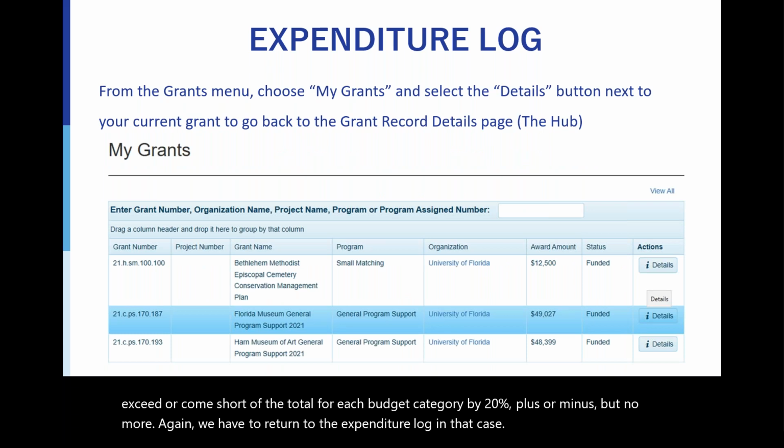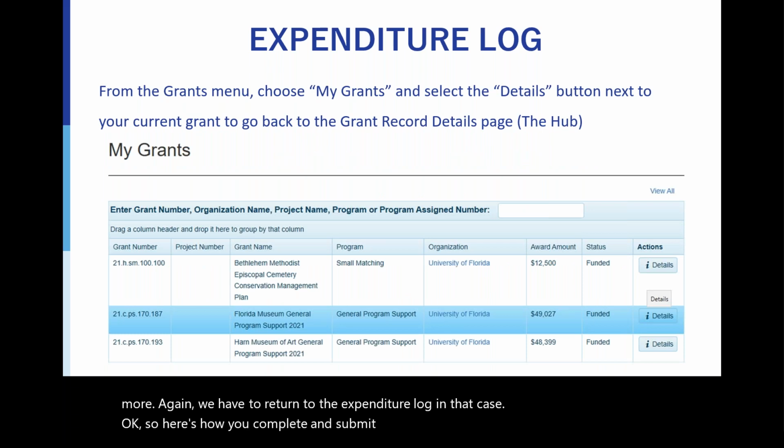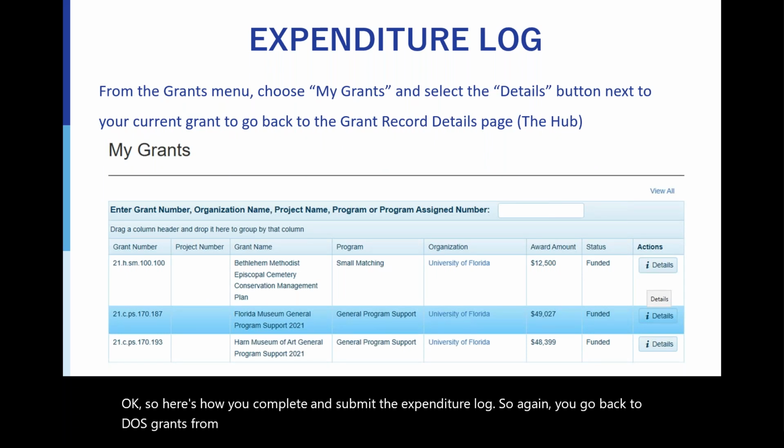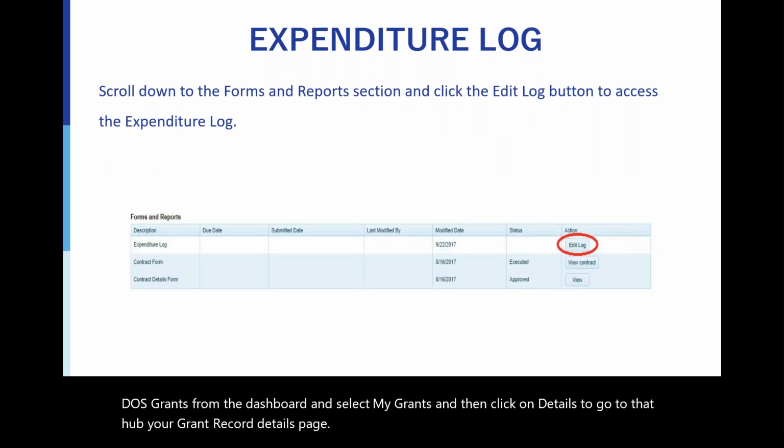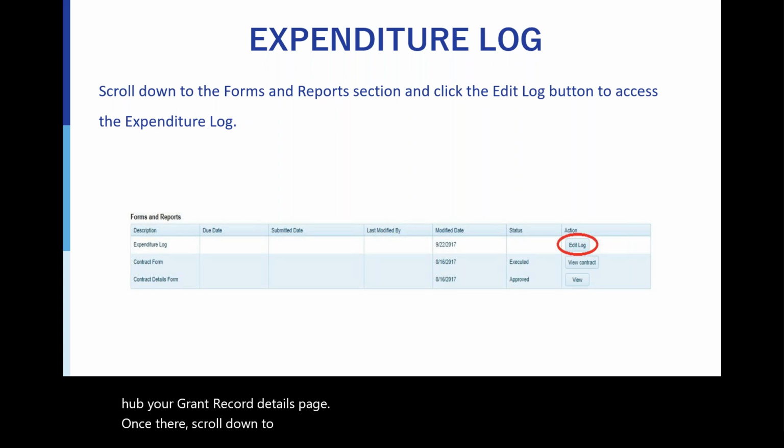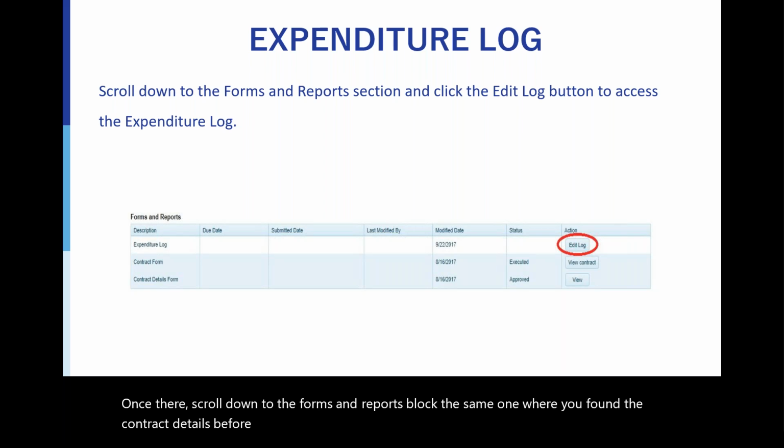Okay, so here's how you complete and submit the expenditure log. So again, you go back to DOS Grants from the dashboard and select My Grants and then click on Details to go to that hub, your grant record details page. Once there, scroll down to the Forms and Reports block, the same one where you found the contract details before, but this time click Edit Log.